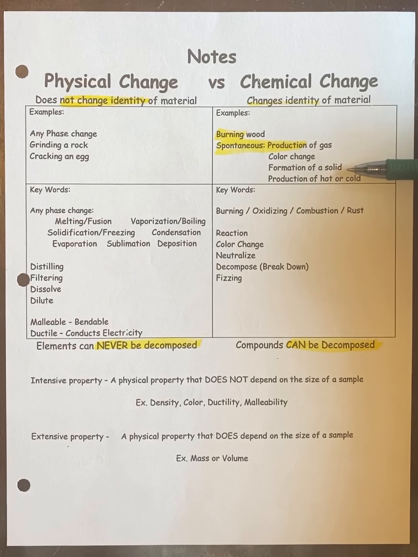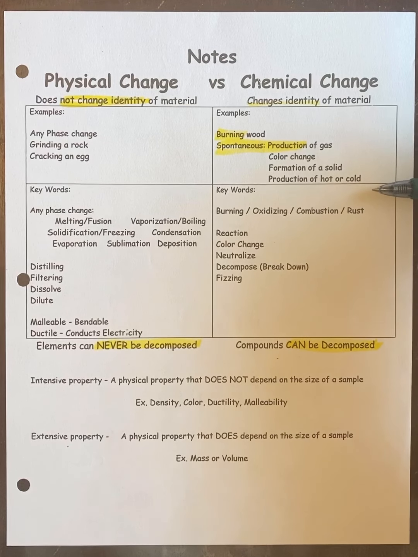Formation of a solid. Not I put something in the freezer and it turned into a solid because it froze. That's explainable. That's a phase change. I mean, I mixed two things together that weren't solids and they became a solid without me changing the temperature. Production of hot or cold. Not I put something in the microwave, the stove, the oven, or the freezer, meaning I mixed two things together and they got hot or cold on their own without me adding heat. So that's what we mean by spontaneous.